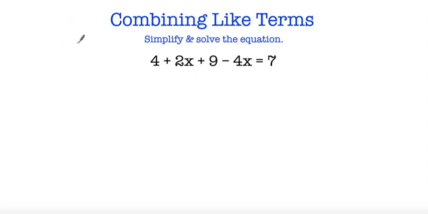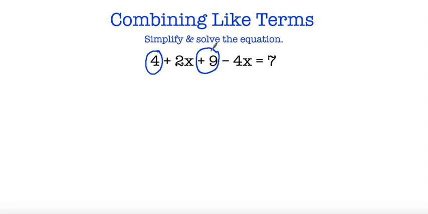So here I have an equation, and the very first thing I want to do is combine any like terms that I have. So I'm going to start with my first term, which is 4, and I'm going to see if I could combine anything with 4. So my next term is positive 2x. I can't combine it because 4 is a constant and 2x has the variable x, which I'm solving for, so I cannot combine.